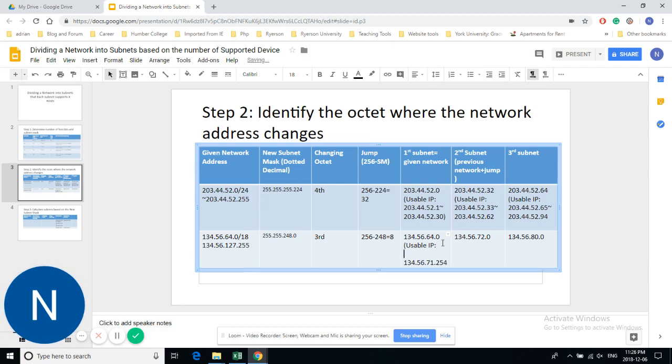Okay, so the first usable is one address more than the network address, so 134.56.64.1 is the first usable. The last usable is 71.254. 71.255 is the broadcast, 72.0 is the next network, and so on. So I'm going to quickly write the usable IP range, 72.1 and so on.